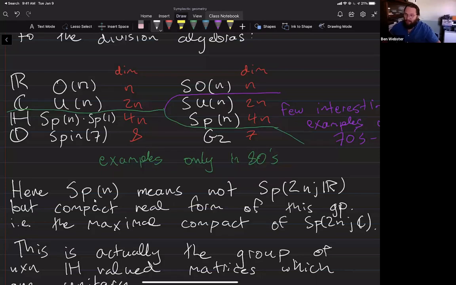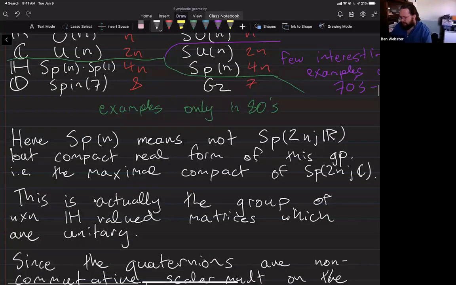GLNR is what's called split form. It's the kind of least compact one. And UN is the compact form. And so this SPN, that means the compact form related to SP2NR. I think the best way to think about this is you should take SP2NC. So you look over the complex numbers, you look at an anti-symmetric non-degenerate form on C to the 2N. That's a big, very much not compact group, and you take the maximal compact subgroup inside of it.